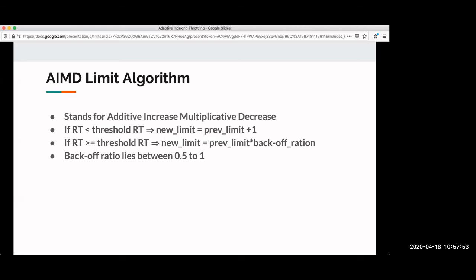Back-off ratio is anywhere between 0.5 and 1, exclusive. So it could be, say, 0.9, or suppose it's 0.5. In that case, if your limit was 1000 updates per second, as soon as your system went under stress, the updates went from 1000 per second to 500 per second, because we multiplied it by 0.5. So this is how we aggressively reduce the limit as soon as we cross the response time threshold.